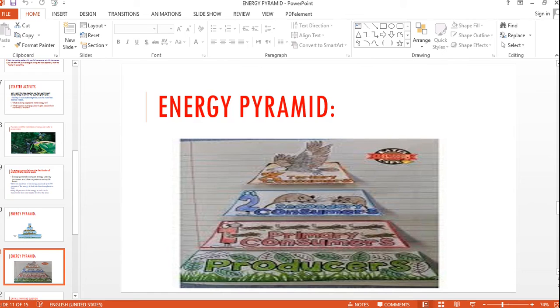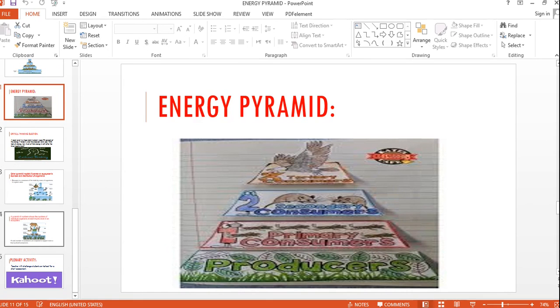So that's why, if you look at this pyramid model, as we move up from the bottom, it becomes smaller. That shows that the amount of available energy decreases as we move up from one trophic level to another in a food chain. So simply, the energy pyramid shows the distribution of energy in an ecosystem or in a food chain, or the amount of available energy at each trophic level. Makes sense? I guess it's quite easy.